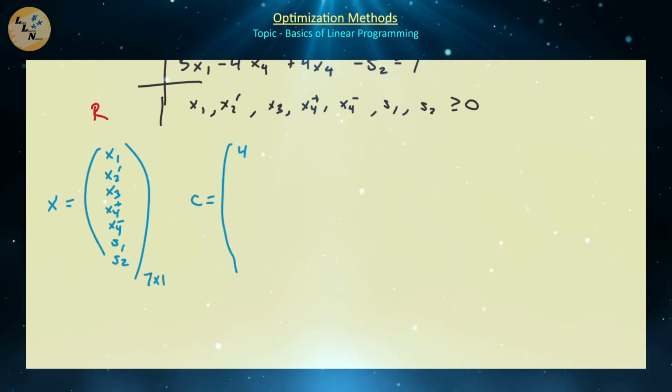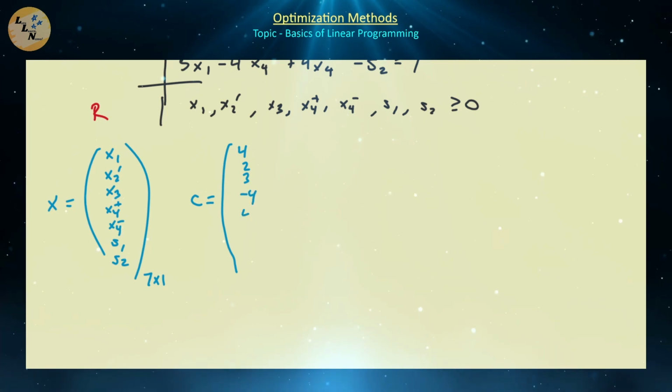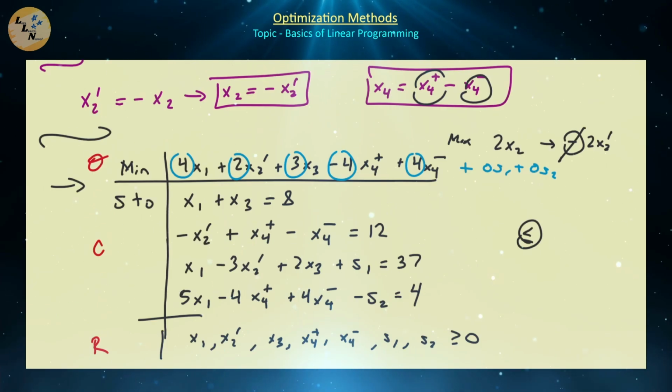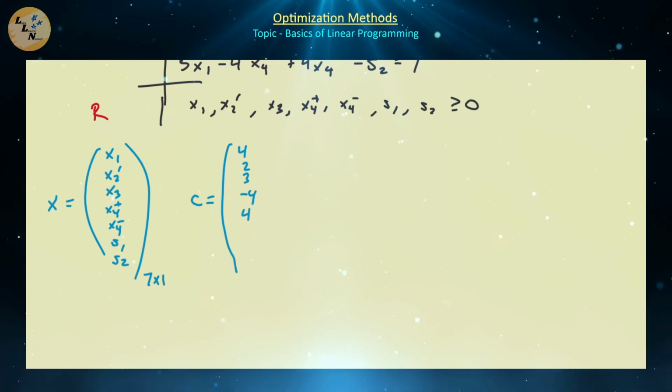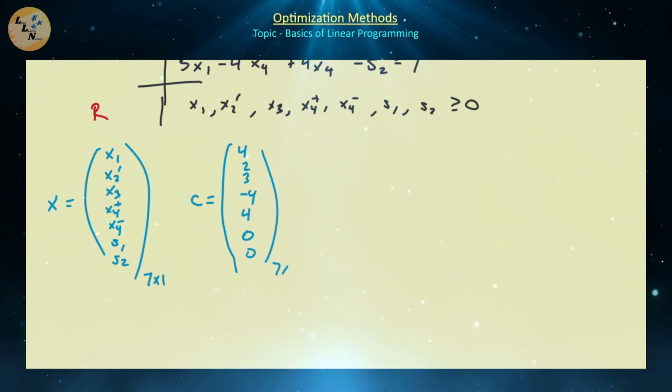So we're going to have 4, 2, 3, minus 4, 4, and what do we have else? Yeah, 0, 0. So that's again 7 by 1. That would be the same exact dimension.